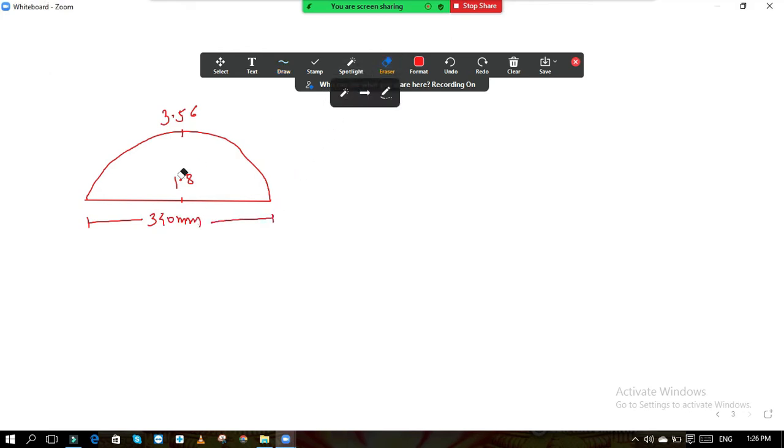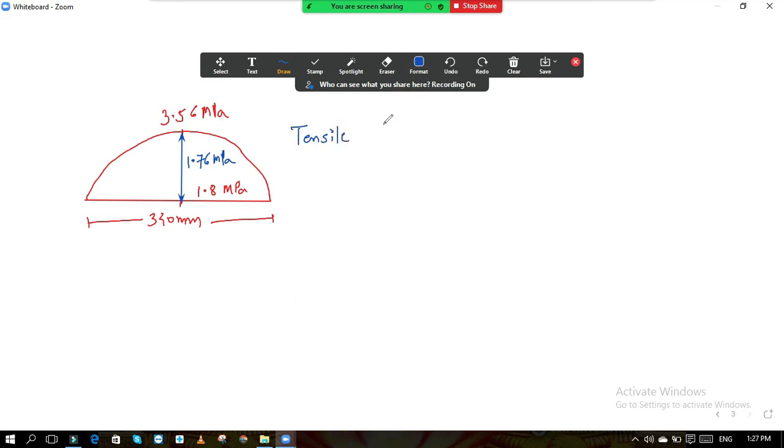And what is the difference between these two? At this point, this is 1.8 Newton per mm square. This is also in Newton per mm square. And what is the difference between these two heights? This difference is 1.76 Newton per mm square. 1.8 plus 1.8 is 3.6, and then here 3.56, 0.4 you can minus. So 1.76. From this, now we will calculate the tensile force.